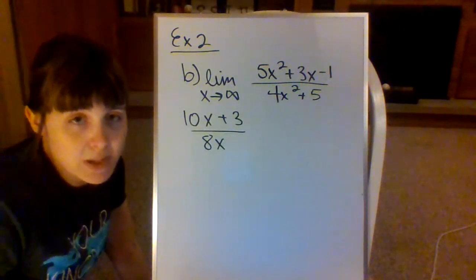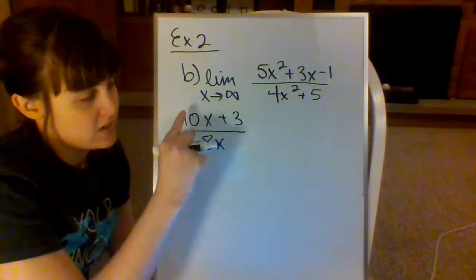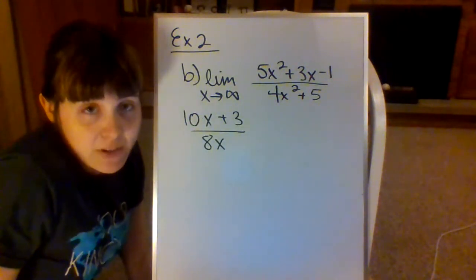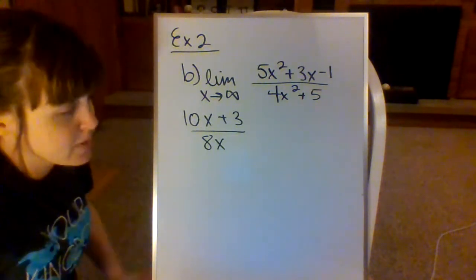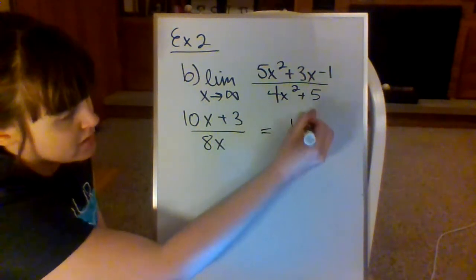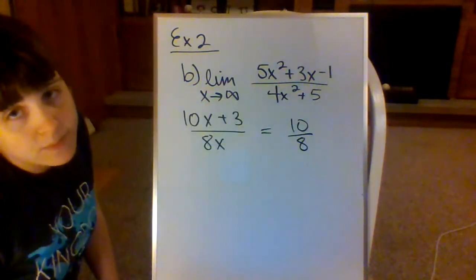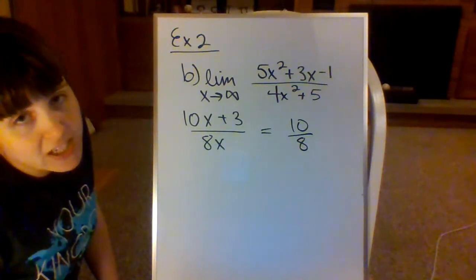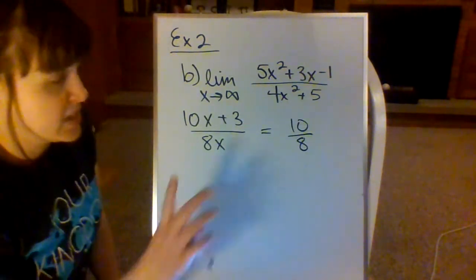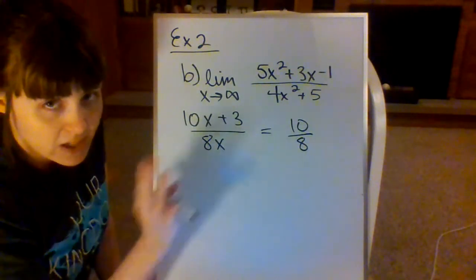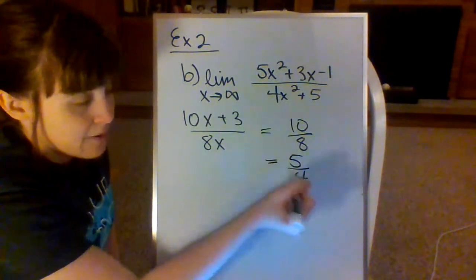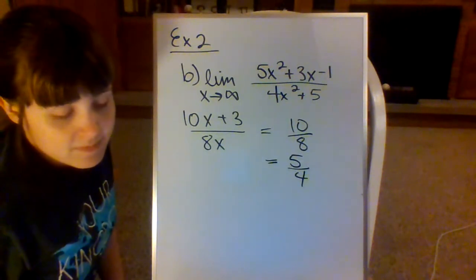So if I'm going to plug in infinity, 10 times infinity plus 3, over 8 times infinity, that's really not going to get me very far. So what happens is we're going to end up with 10 over 8. Because if we are plugging in infinity, this plus 3 part doesn't really matter a lot in the grand scheme of things. So it's going to be 10 over 8. And guess what that simplifies to? 5 over 4.